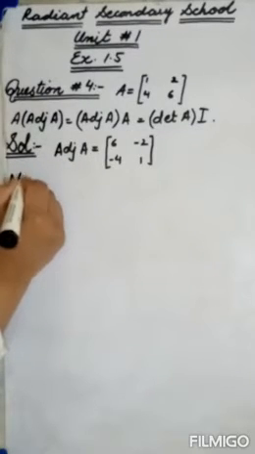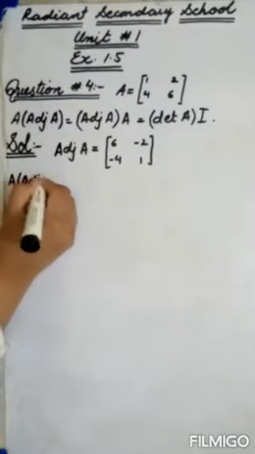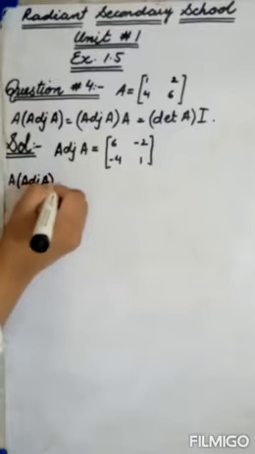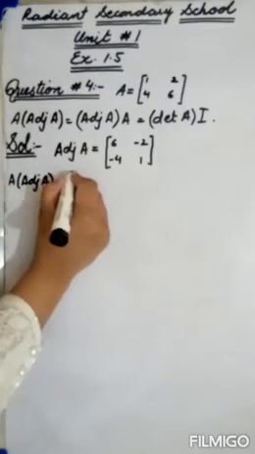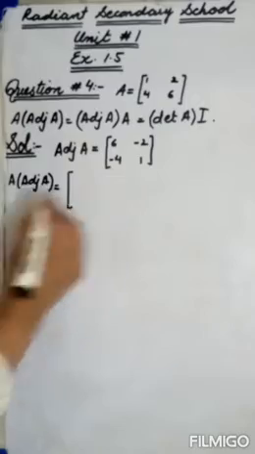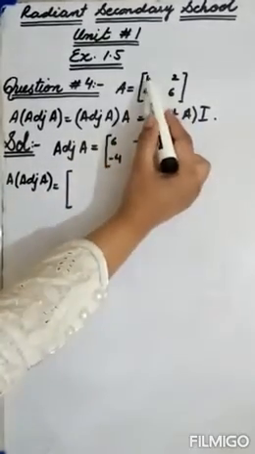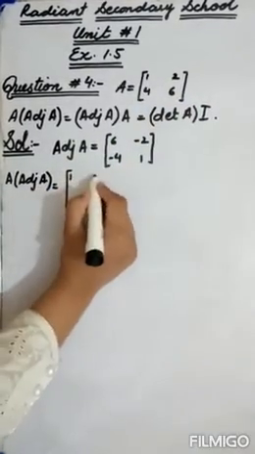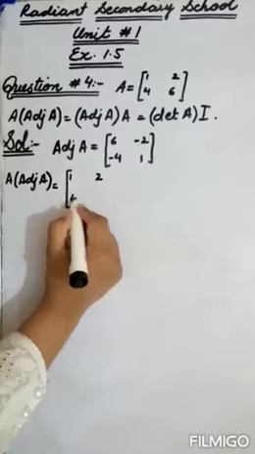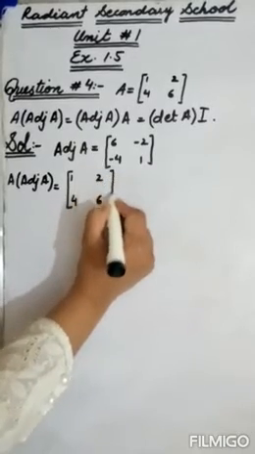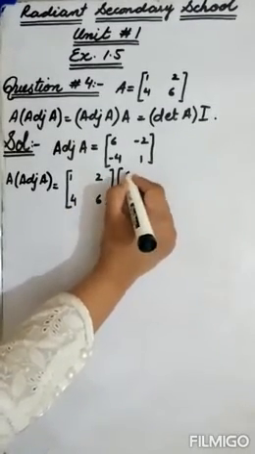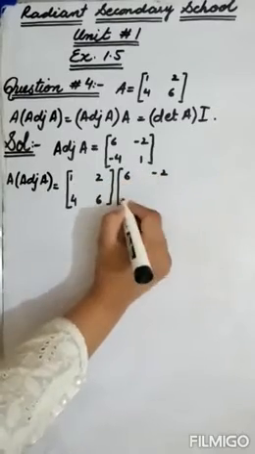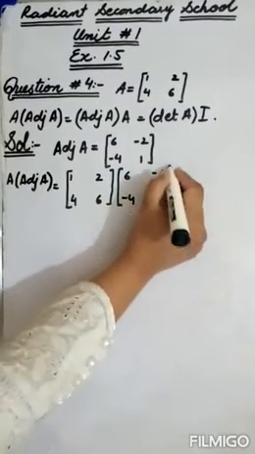A into adjoint of A. It means first I have to put the matrix A, then adjoint of A, because you know commutative law in matrices does not hold in general. Okay, now this is the matrix A and this is matrix adjoint of A: 6, -2, -4 and 1.